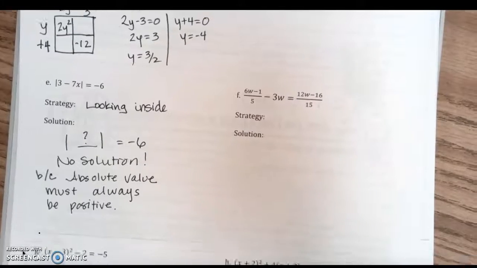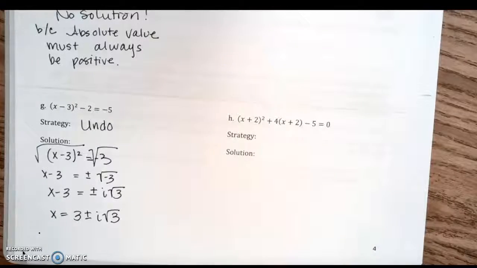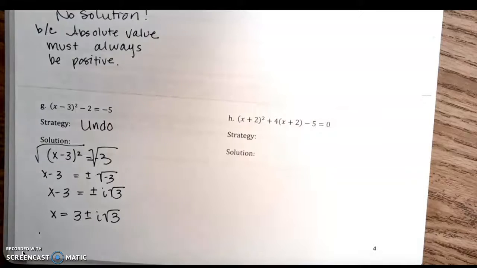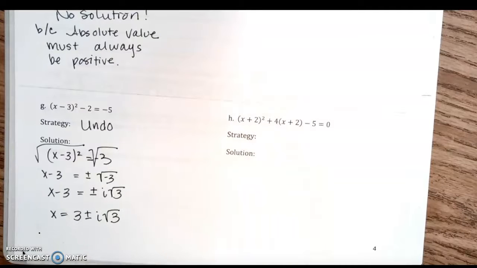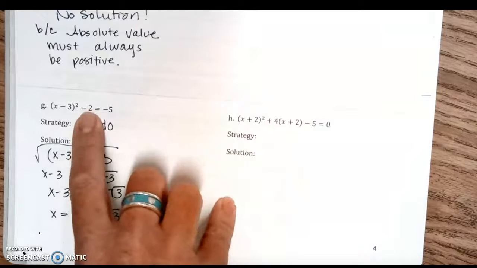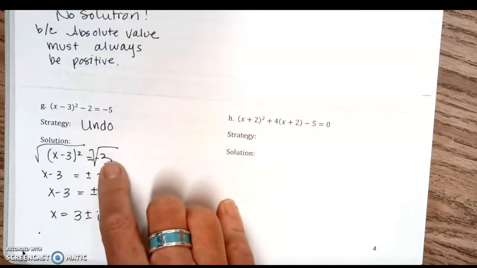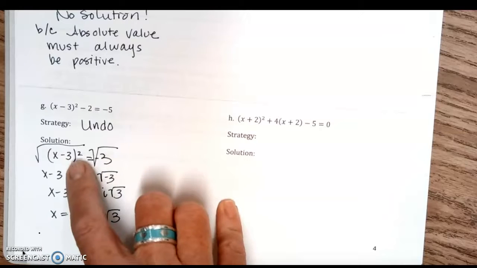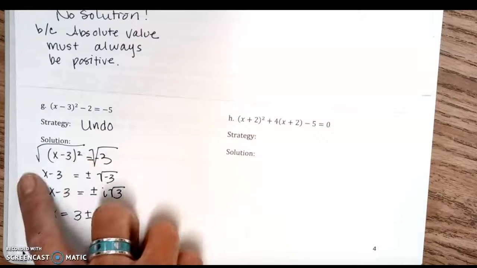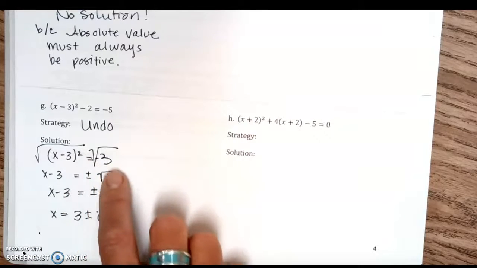Okay. And the last one we're going to go over together is G. We have x minus 3 quantity squared minus 2 equals negative 5. And I used the strategy undo. So the first thing I did was I added 2 to both sides. So if we add 2 here and add 2 here, we get negative 3. And then we're undoing the squaring, which is square rooting. So we square root both sides.